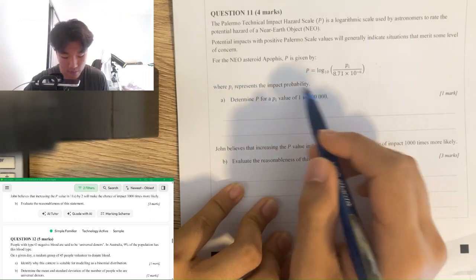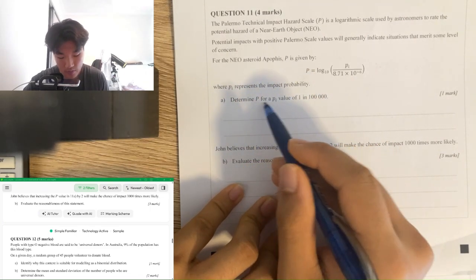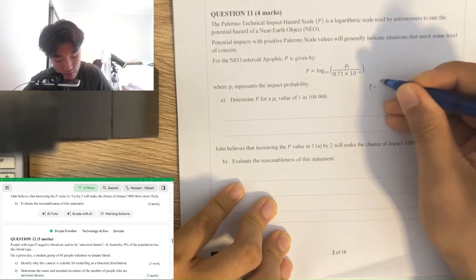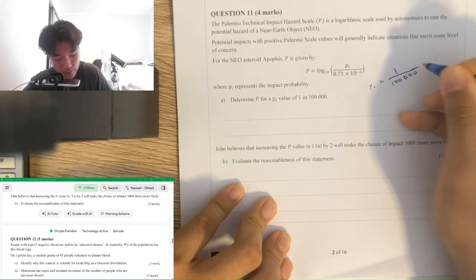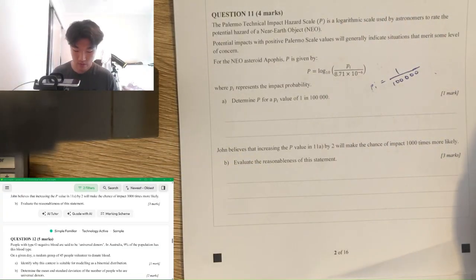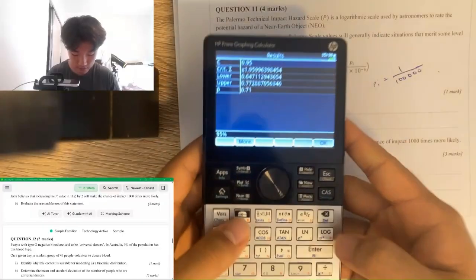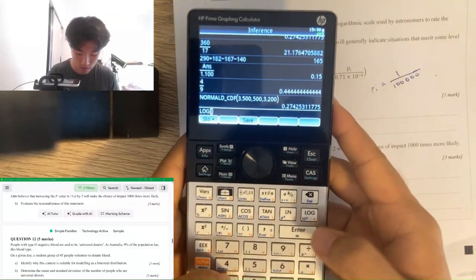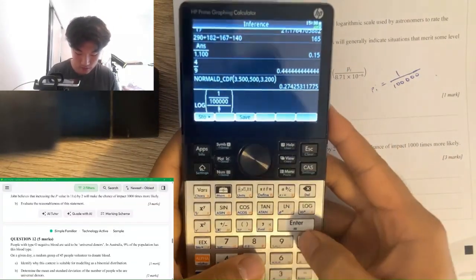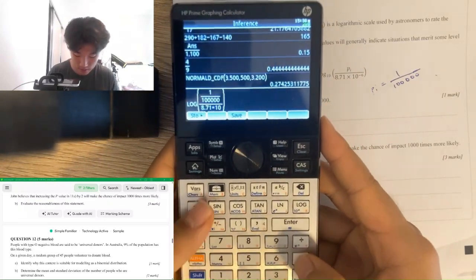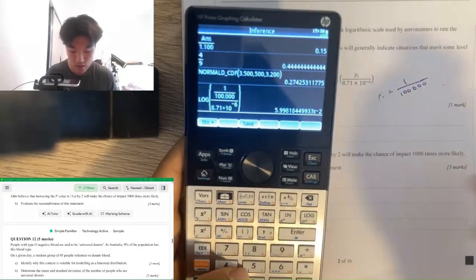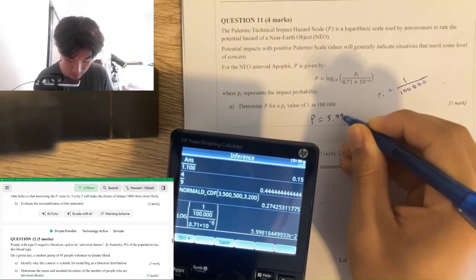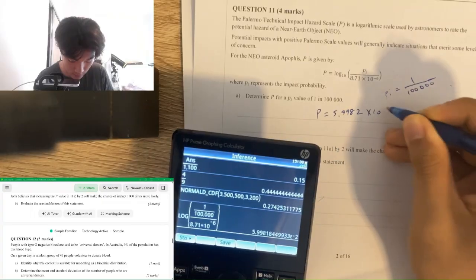P represents the impact, Pi represents the impact probability. Determine P for a value of 1 in 100,000, so Pi is 1 over 100,000. Okay, so we just sub that in. It's 1 mark, so you can just use your technology to work it out. So log base 10, so we just do log of 1 over 100,000, and then we divide this by 8.71 times 10 to the negative 6, which gives us an answer for P of 5.9982 times 10 to the negative 2.